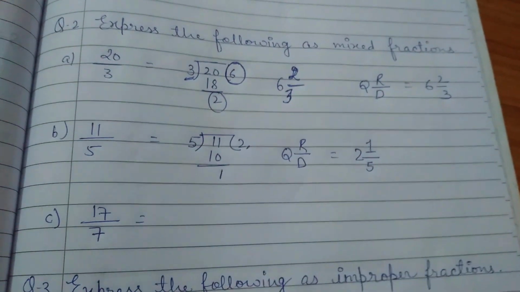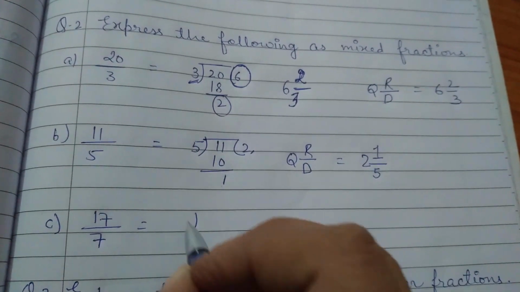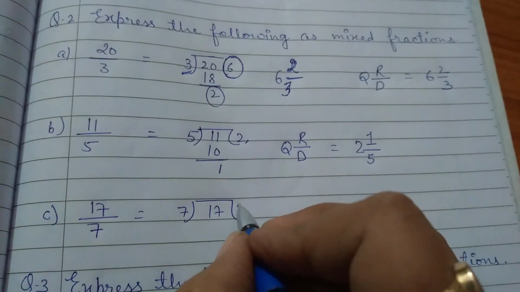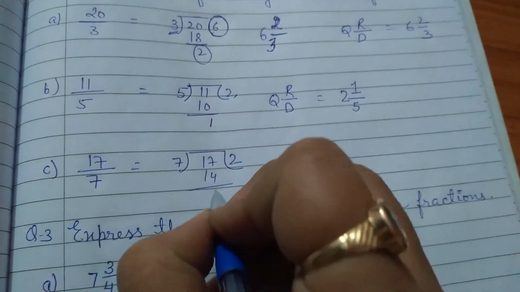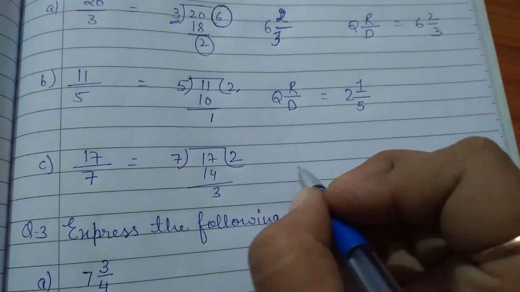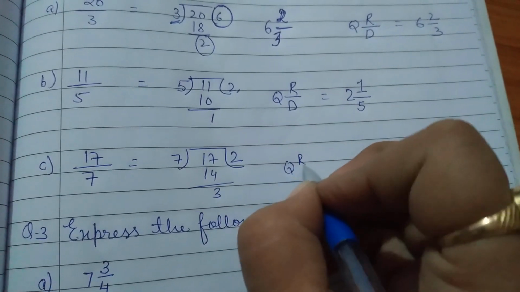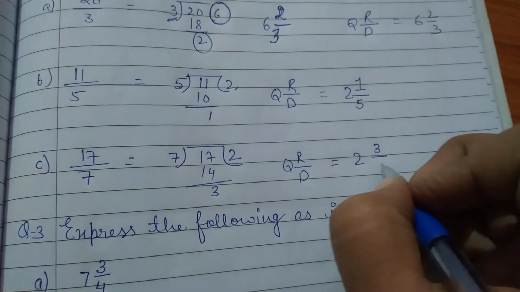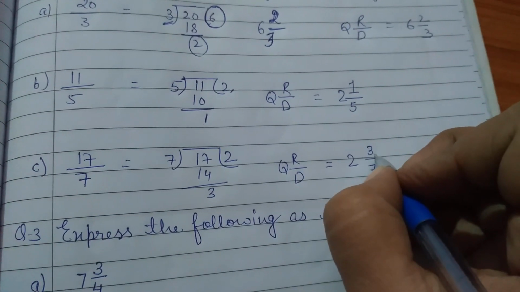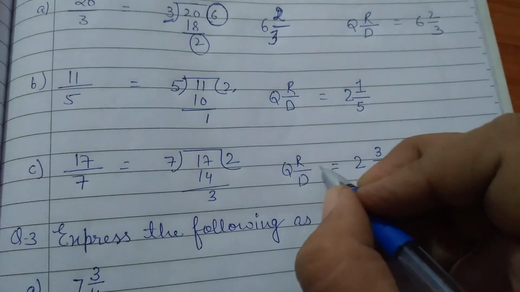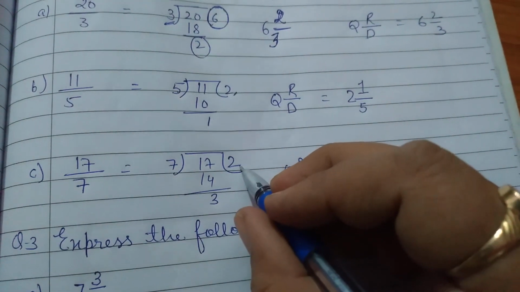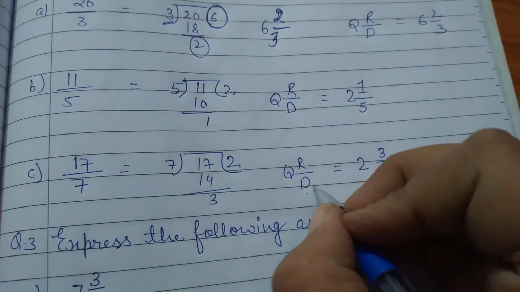Coming to the next one, question 17 upon 7. Very simple. 17 divided by 7. 7 twos are 14. What is left? 3 is left, right? So here, according to Q R upon D, we can write 2 whole 3 upon 7. Why have I written 3 here? Because it is the remainder. Q R upon D. So 2 is the whole. We write the quotient here.